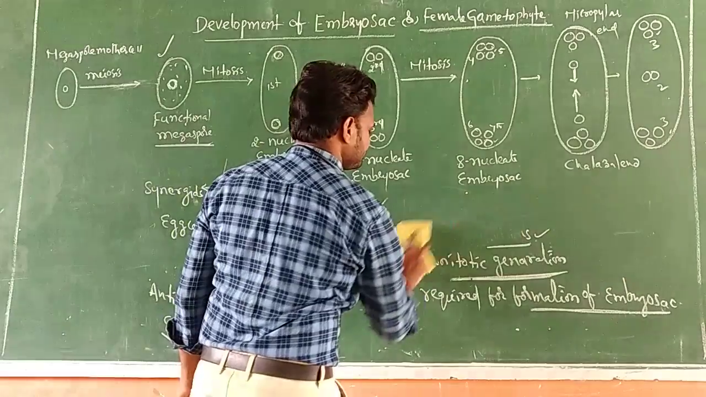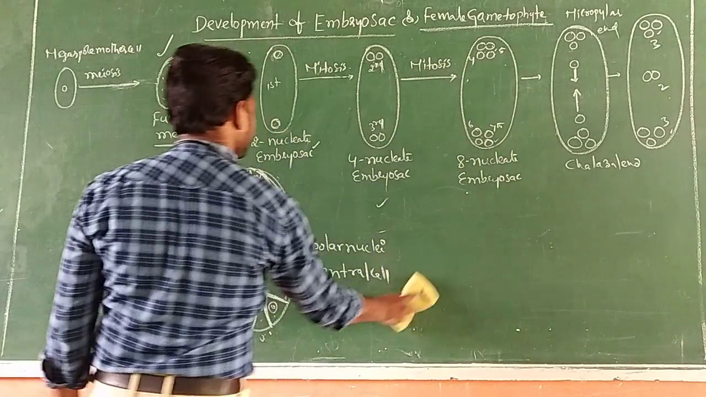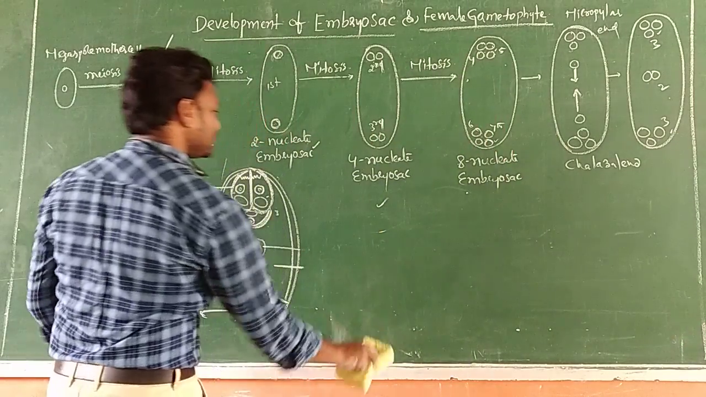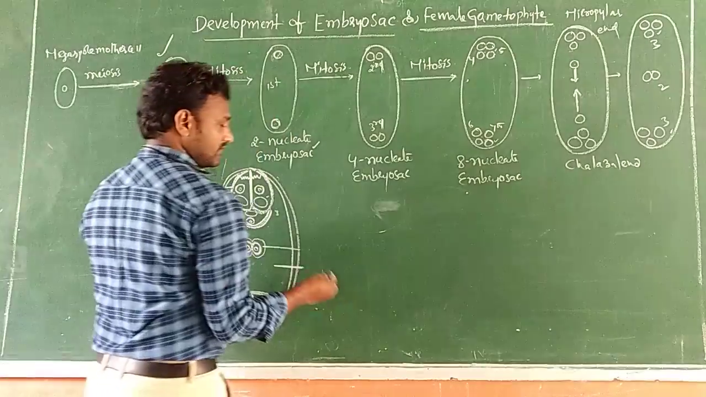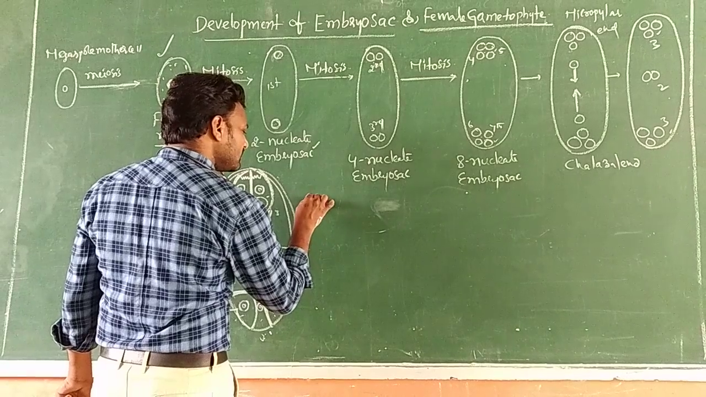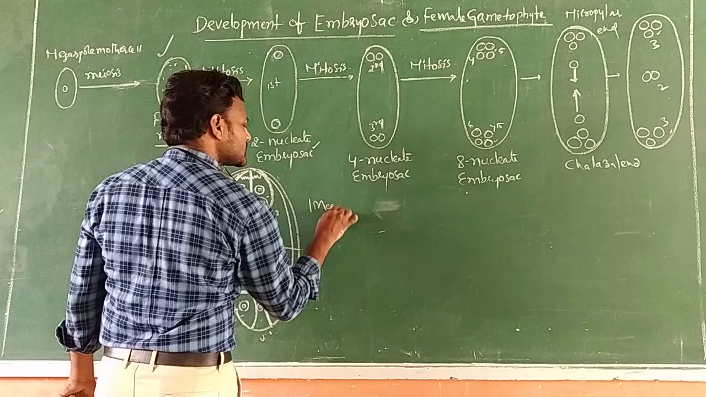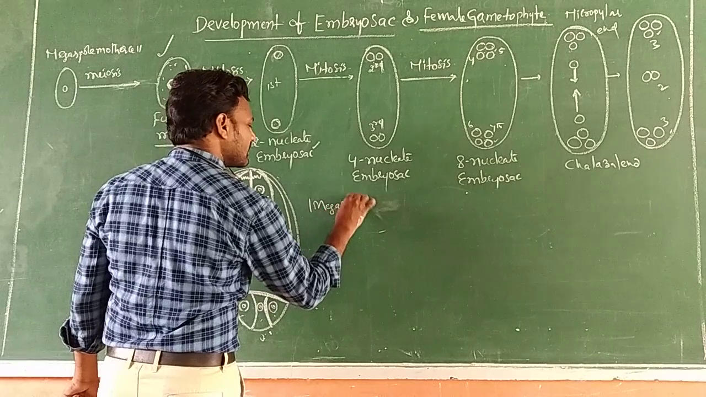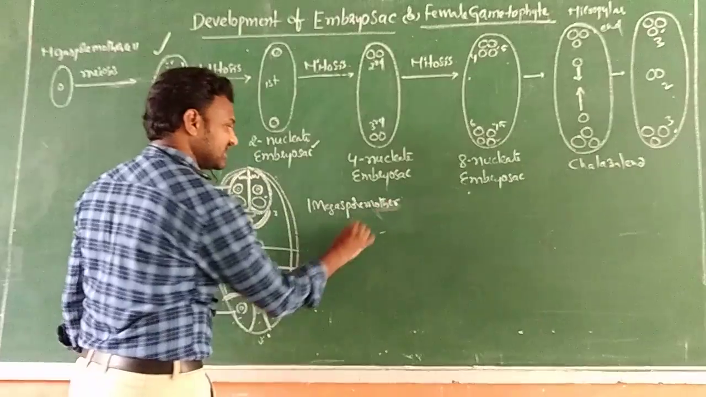Next bit. You observe the next bit. In the next bit, a very important point. What does that mean? One megaspore mother cell. 1 megaspore mother cell.